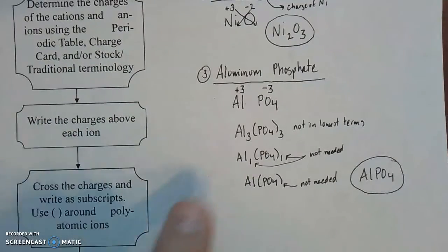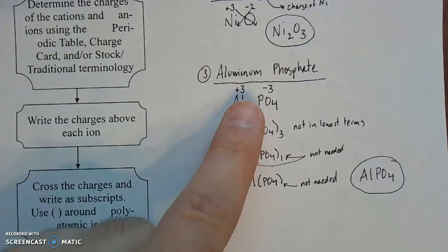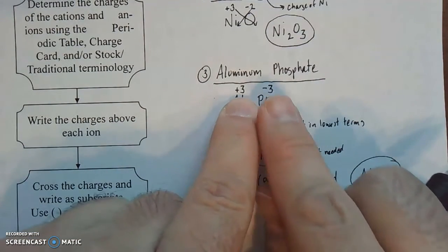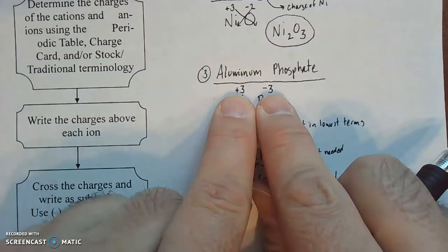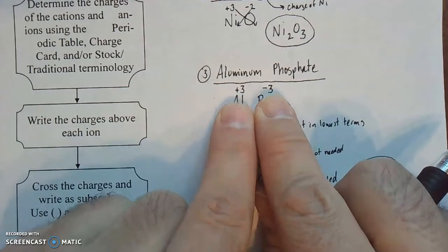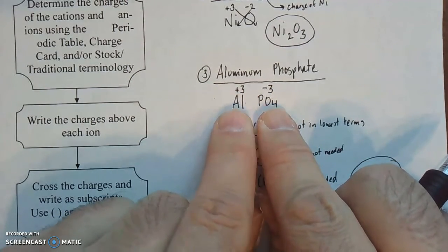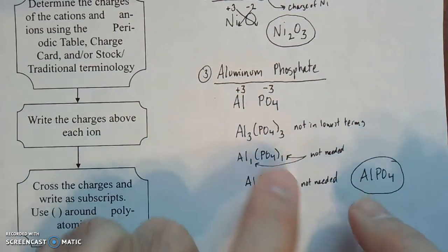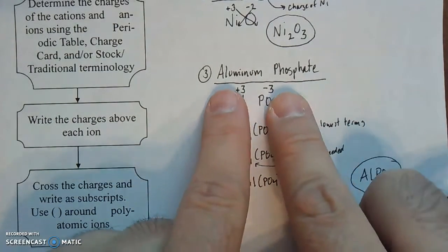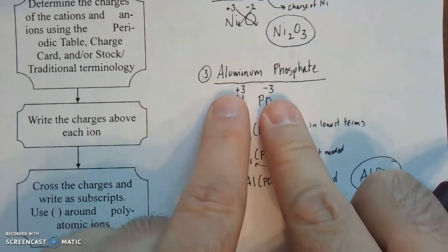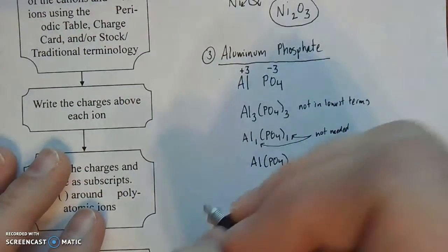You don't have to write out each one of these. If you see that something is positive 3, negative 3, they're the same number, opposite charges, that means it's always going to reduce down to 1. So you could go directly from here down to here, knowing that when you cross the charges, they cancel each other out.